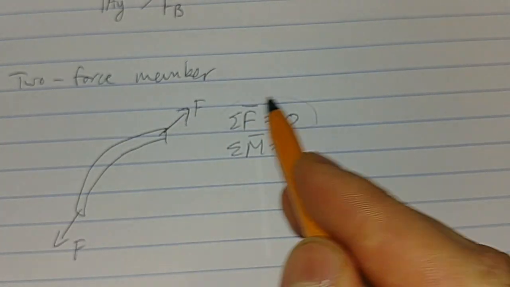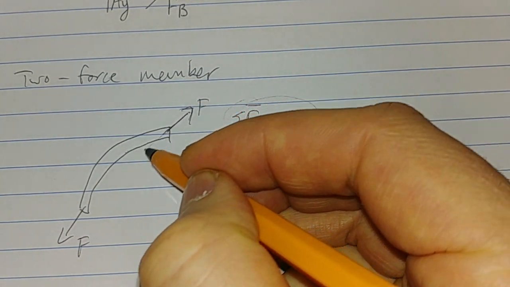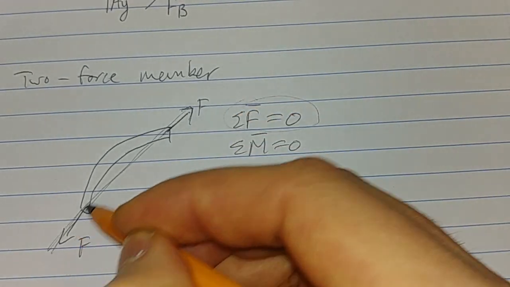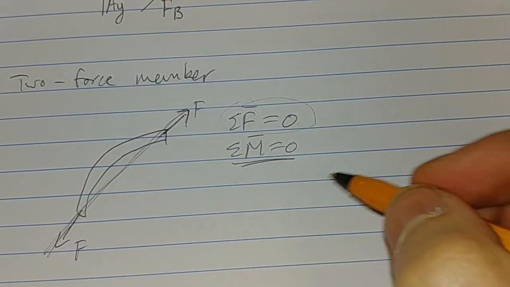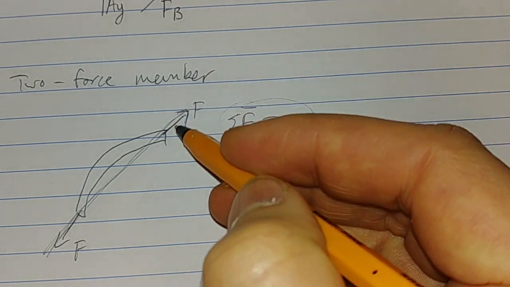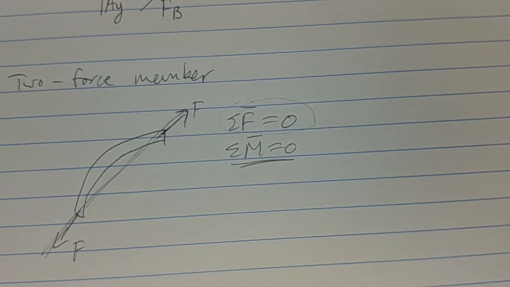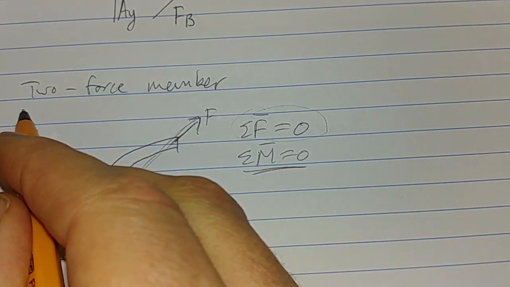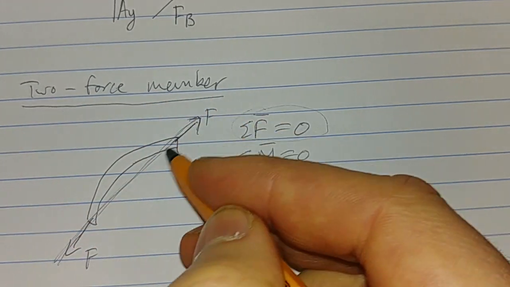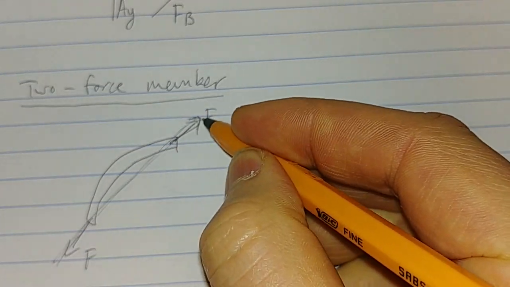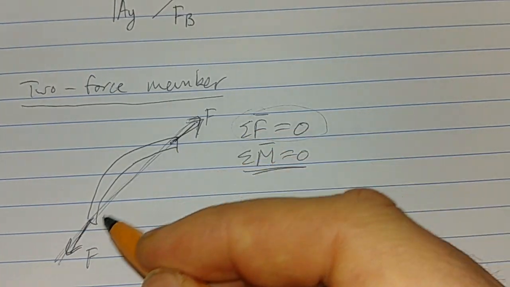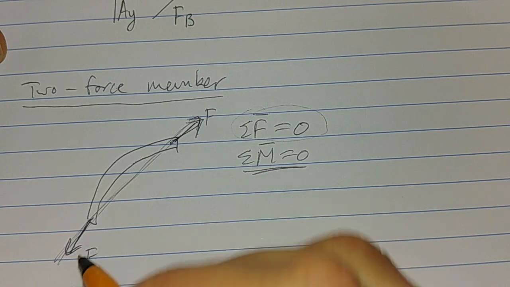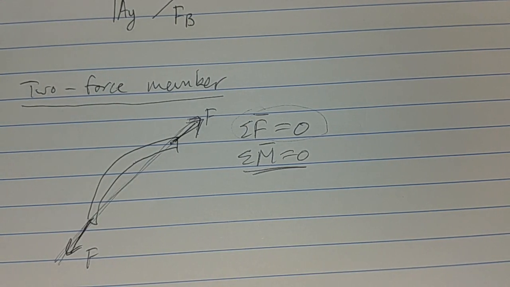how are we going to satisfy this first criteria? Only if they're along the same line of action, okay? And how are we going to satisfy this criteria? Only if our moment arm between these two is 0. So, for a two-force member, if it is in equilibrium, the forces are equal, opposite, and along the same line of action. Okay? I hope that's very clear.